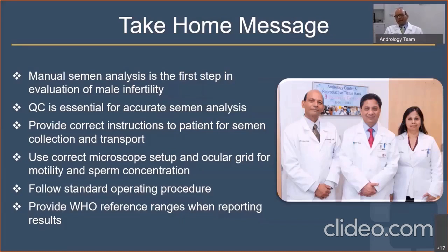It's also important that quality control is strictly followed, as Dr. Gupta illustrated, and each lab should also provide the physician with not only the edition that they are following, but also the reference ranges. And we hope that by adopting these practices, the laboratory can provide the correct results to both the physician as well as the patient.